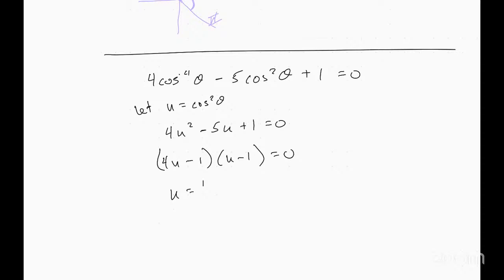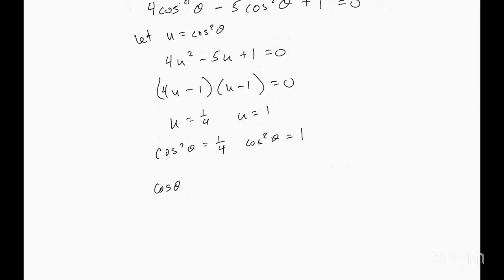So cosine squared theta equals 1. So that means that the cosine of theta equals plus or minus 1/2, and the cosine of theta equals plus or minus 1. So all of those values, in every quadrant basically.